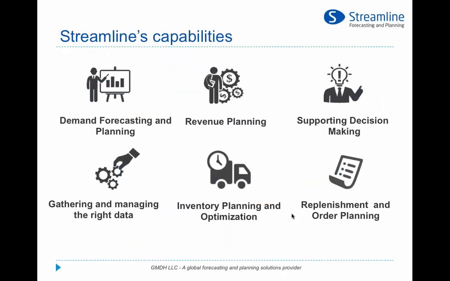Some of the benefits and features of Streamline are demand forecasting and planning and revenue planning, supporting decision-making with the data that you receive, gathering and managing the right data, taking information from your ERP system or from any other system that has an ODBC connector, bringing it into Streamline and being able to manage, plan, and forecast right within Streamline. We offer inventory planning and optimization and replenishment and order planning, which makes all of the data analysis and forecasts actionable, which is important. It's nice to have a forecast, but without making it actionable with things like inventory planning and replenishment, that's what really makes it much more powerful.